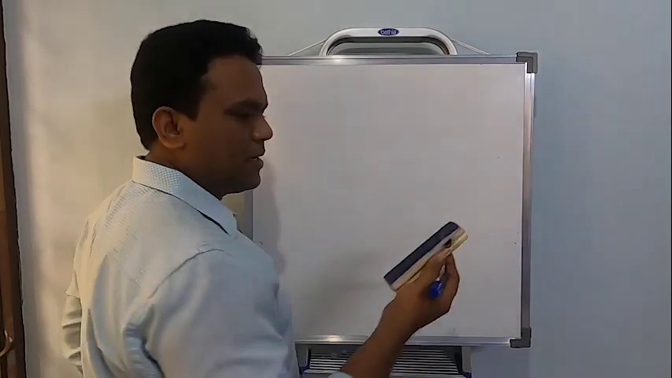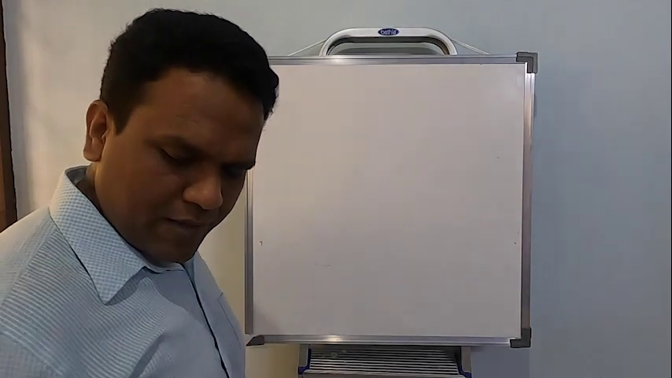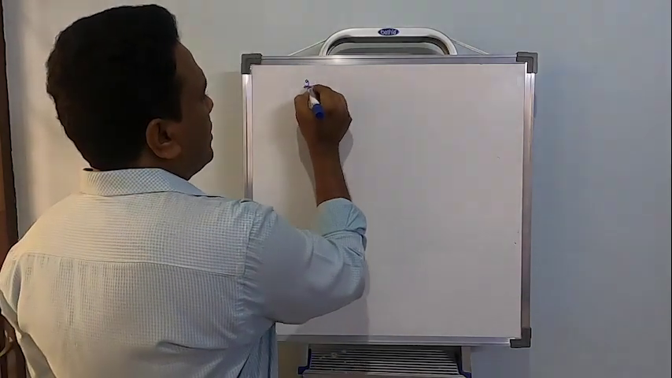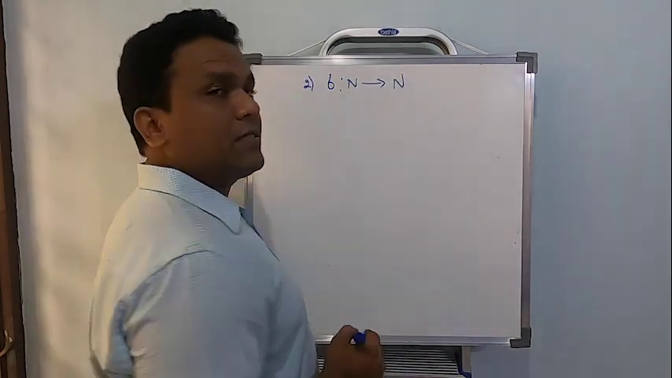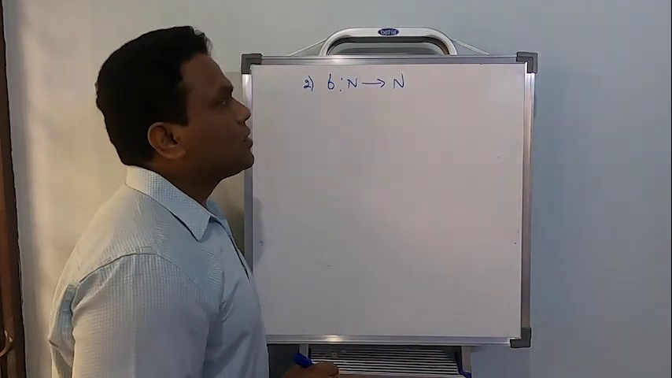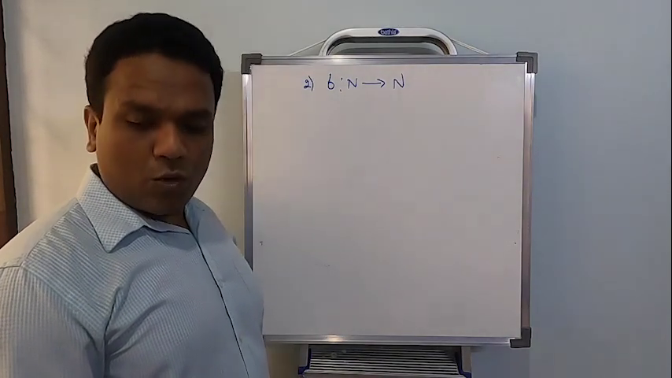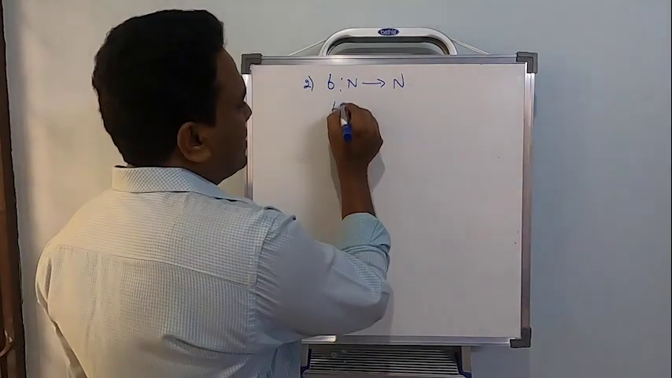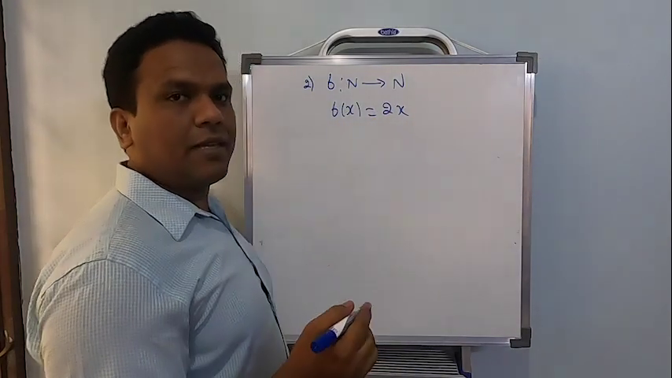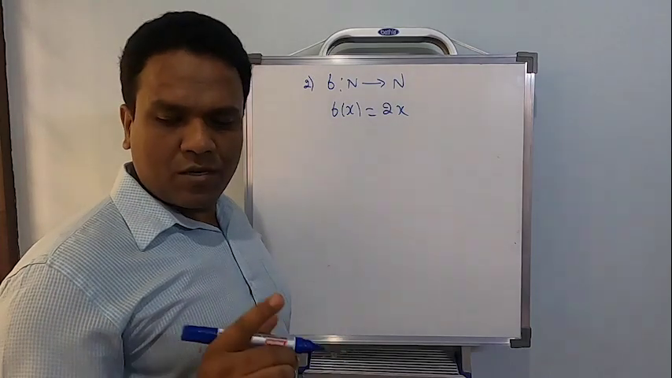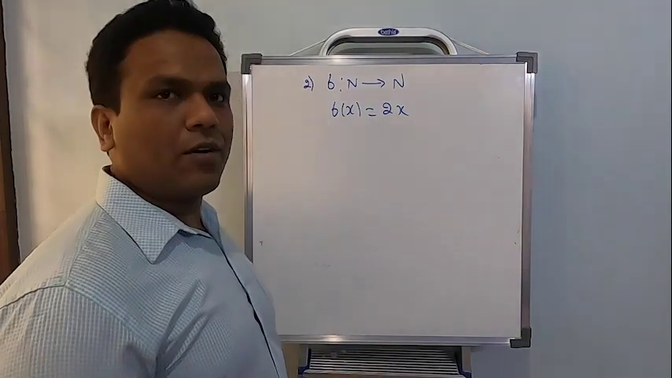Okay students, now let's move to the next, second problem. In the second problem they said the function, see, the most important thing every time is from which set to which set the function is defined. So here the function is defined from natural numbers to natural numbers. So how is it defined? It is defined as f of x equal to 2x. So what is it that they are telling? Show that this function is 1-1 but not onto. So how to show it is 1-1 and onto?